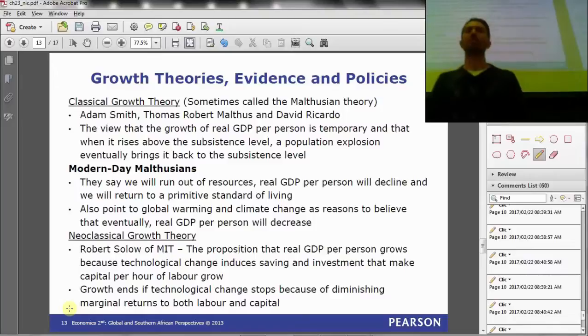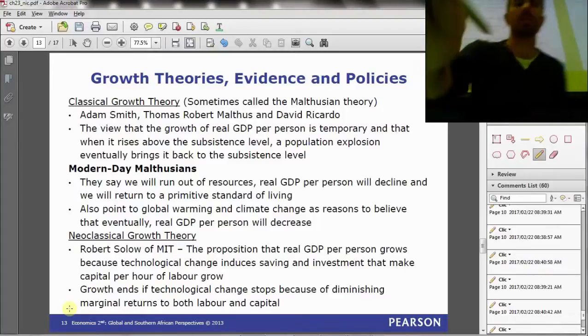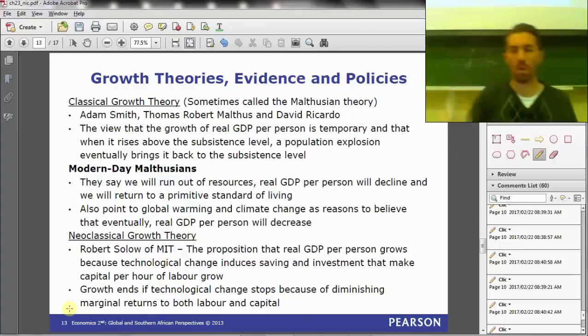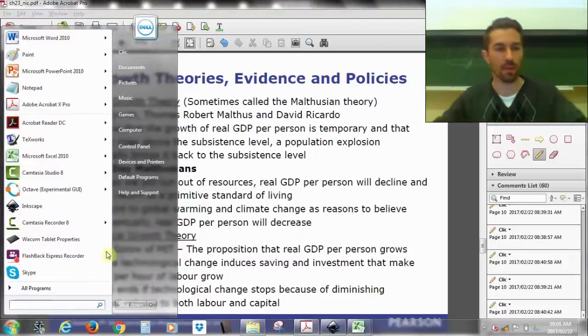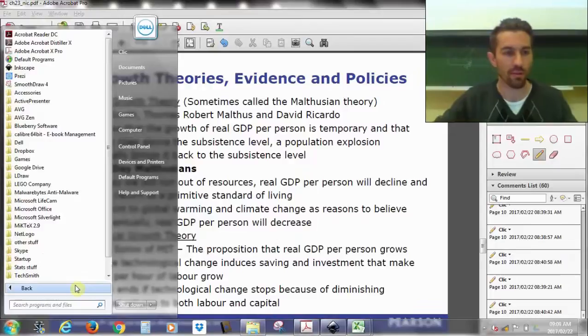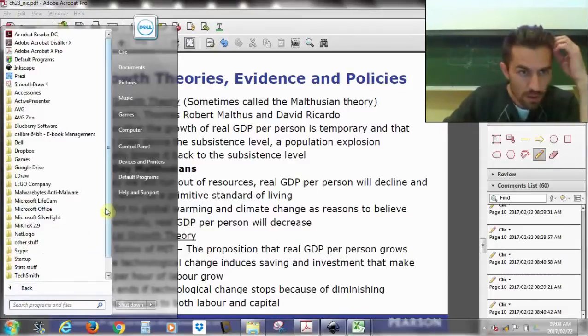So what happens in classical growth theory works like this. In fact, I have something that would be really potentially quite fun to show you.